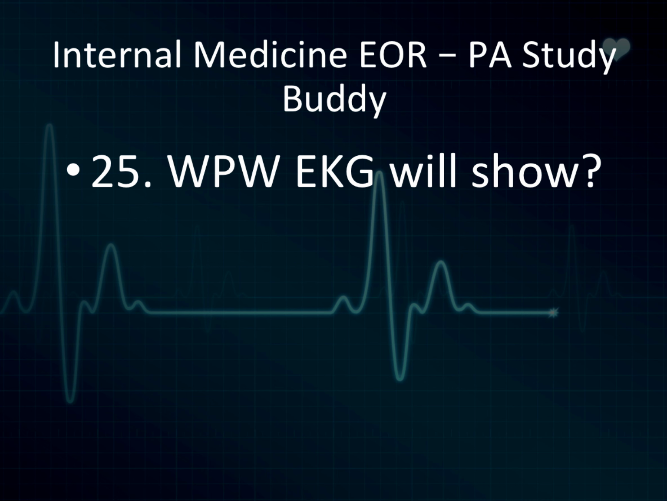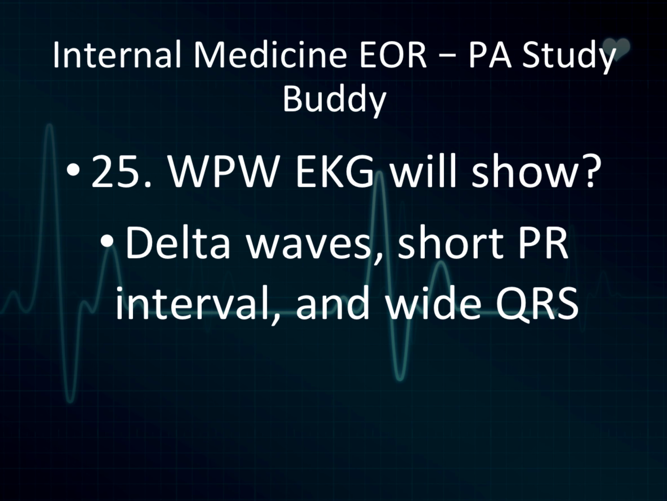Wolff-Parkinson-White EKG will show what? Wolff-Parkinson-White, wolf named Kent, will show delta waves, short PR interval, and a wide QRS. But most notably, you will see those delta waves right out of the gate.